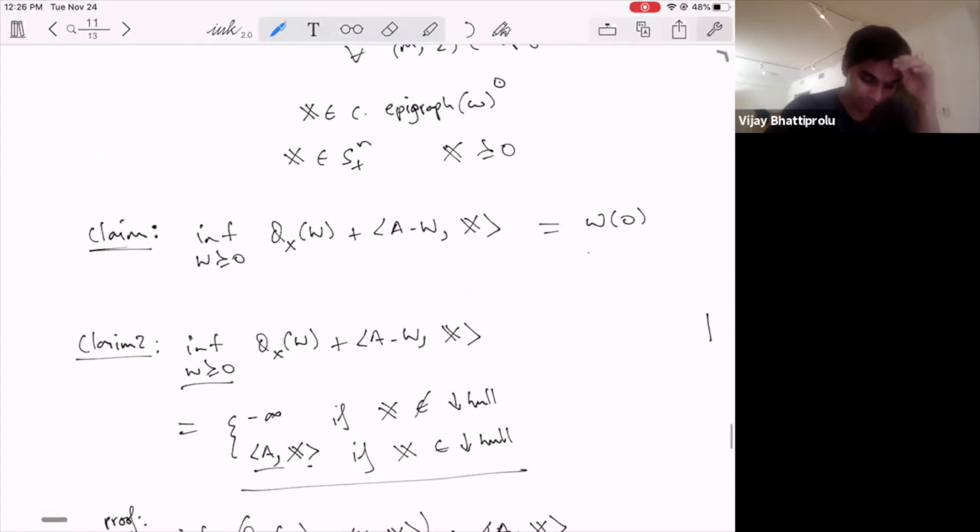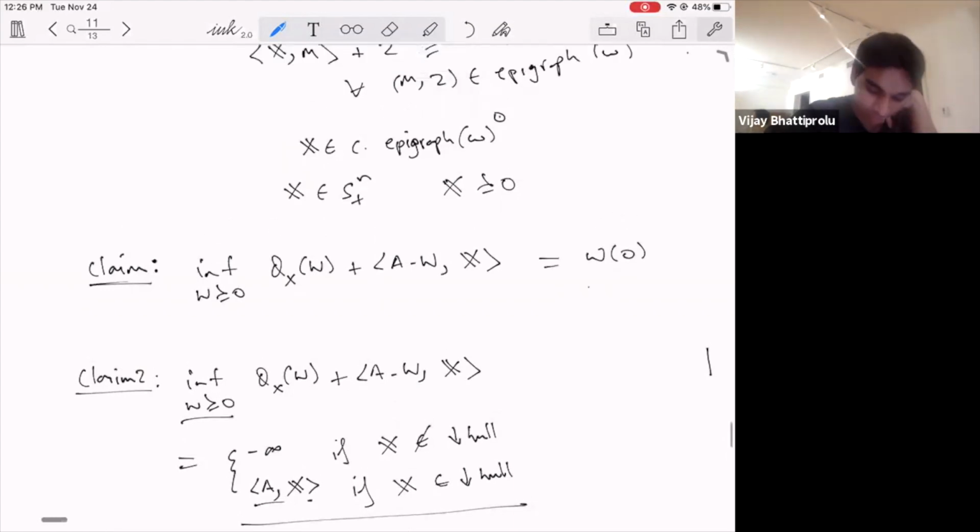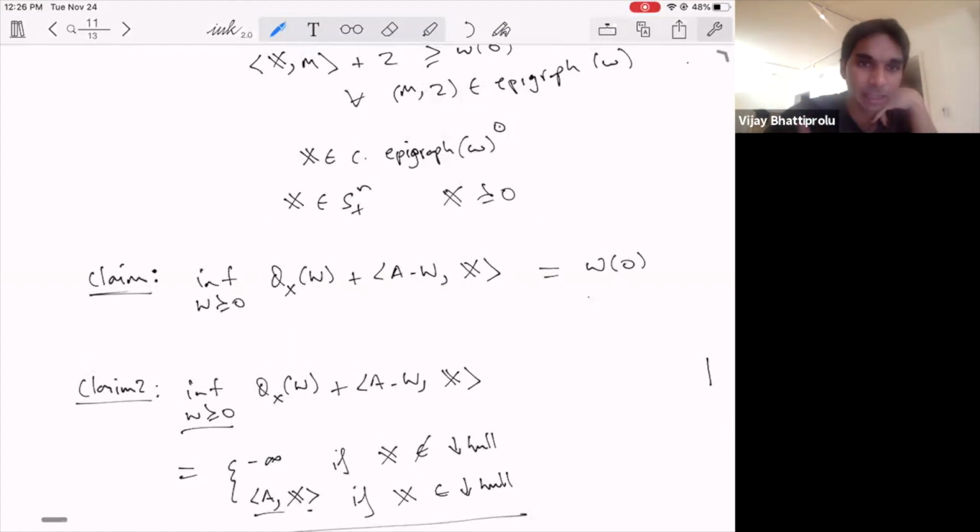So now let's go back to claim 1. Okay, why are we done after claim 1 and claim 2? By claim 2, recall we found this bold X earlier from analyzing the epigraph and looking at the hyperplane. We found this bold X that satisfies this.